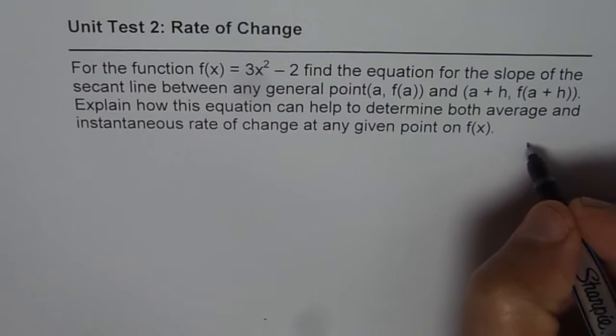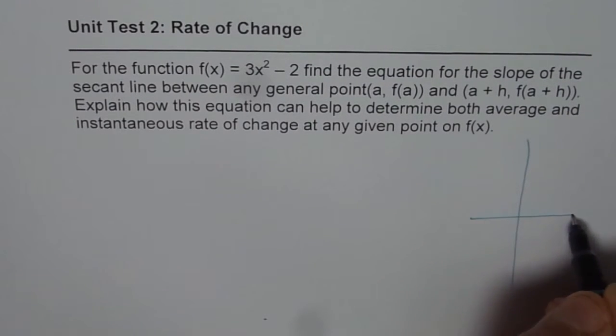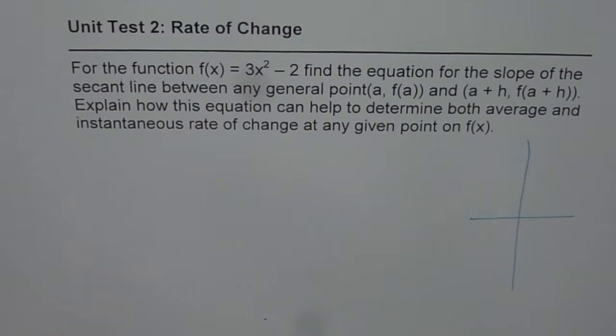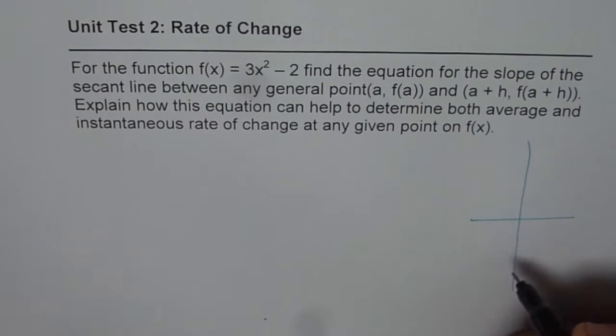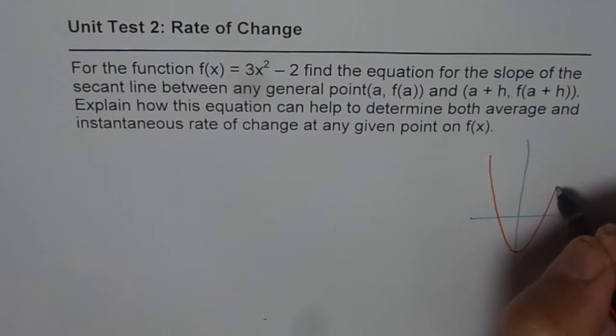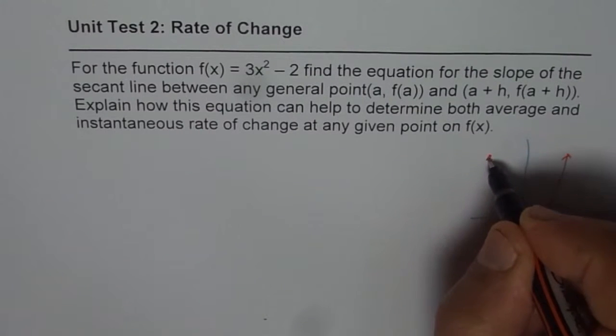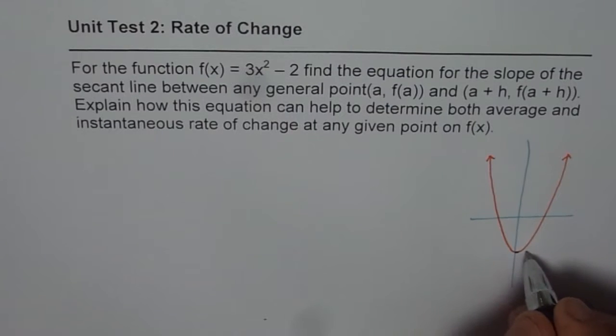So before answering, let me explain what this question is all about. I'll just roughly sketch the function, which is 3x squared minus 2. So we have a vertical stretch, and it's a parabola which is pulled 2 units down. So that means this is minus 2.